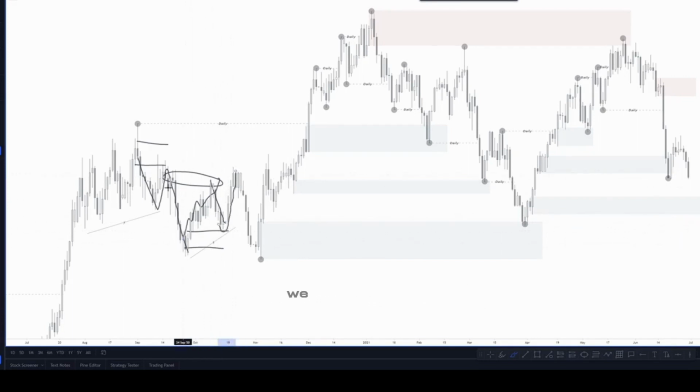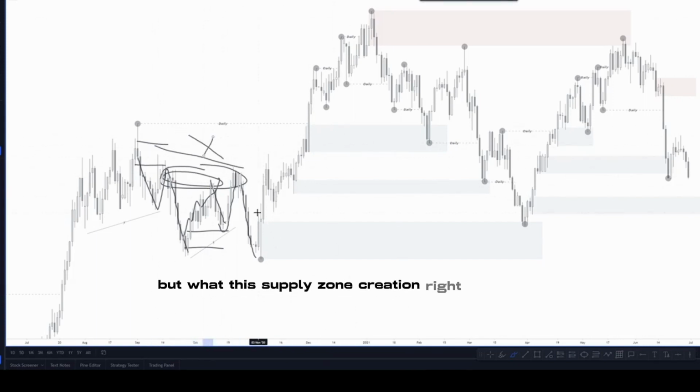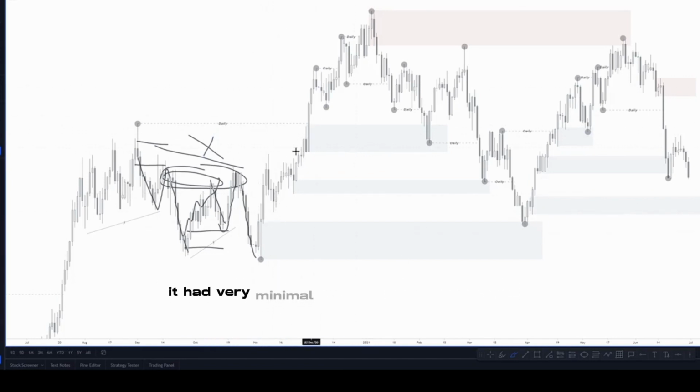Demand is respected. We break supply, but ultimately we've respected supply. We've broken demand, but we're still well within the range of price. And then we can see price move to the upside and then eventually break demand. But what this supply zone creation right here was doing was making it so that once price moved to the upside, it had very minimal resistance or selling orders to get in its way as it pushed up. And as we can see, once we started to clear above these supply zones, price had almost no issues moving to the upside.